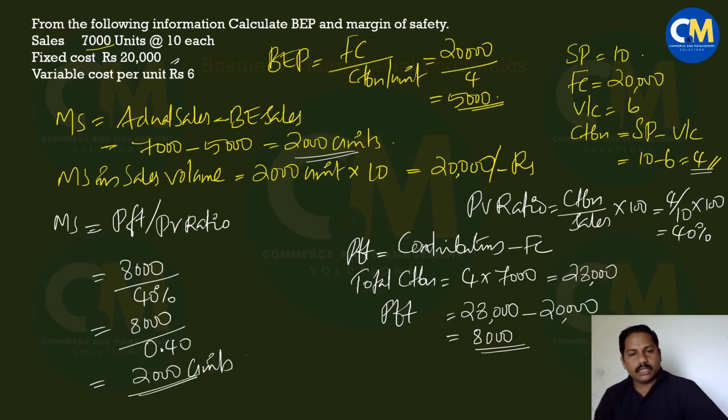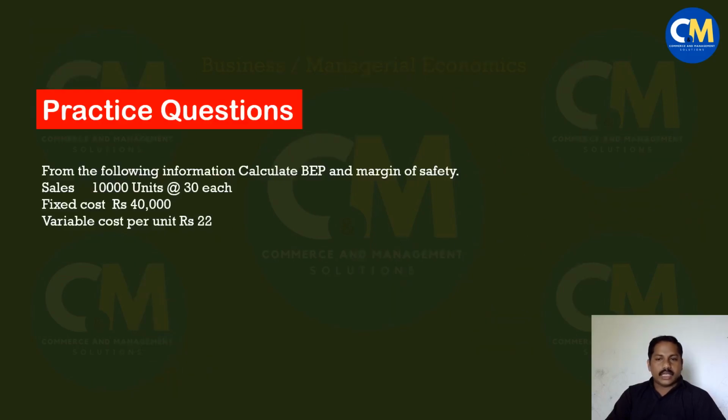Hope you understood how to calculate margin of safety and break-even point, and the connection between margin of safety and PV ratio. So keep in mind these equations: margin of safety is equal to actual sales minus break-even sales, and also we can calculate it using the PV ratio, that is profit divided by PV ratio. Please work out this question and get your answer.